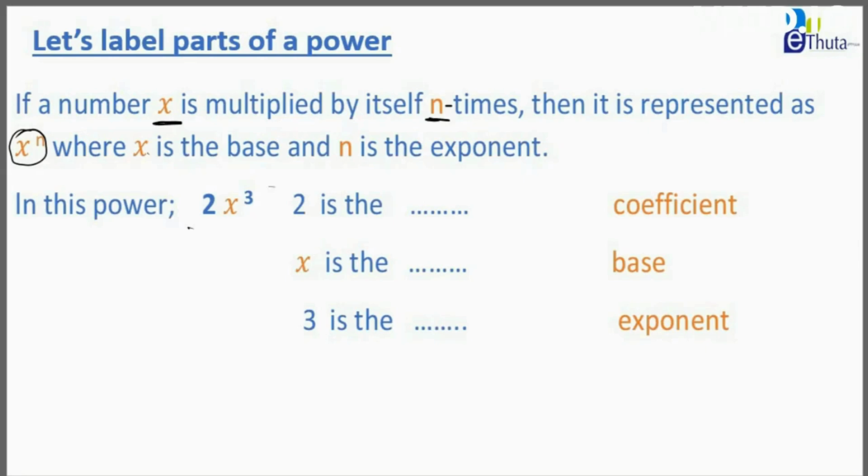In this power, 2x to the power 3, the whole 2x to the power 3 is known as the power. And then 2 is known as the coefficient, x is the base, and 3 is the exponent. So these parts of a power have to be remembered.